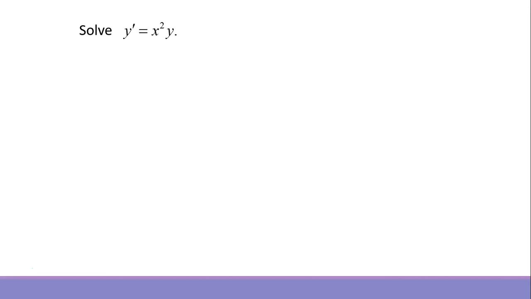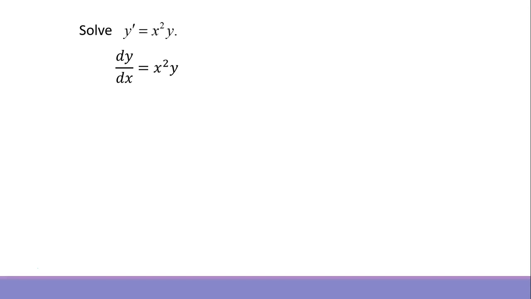One last differential equation to solve. Now this one looks fairly simple. y prime equals x squared y. We're going to approach it the same way as the other one. We're going to separate our variables. But before we do that, let's change our notation just a little bit. We know that y prime means the derivative of y, so that's the derivative of y with respect to x.